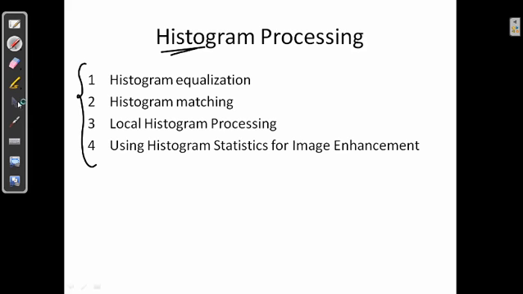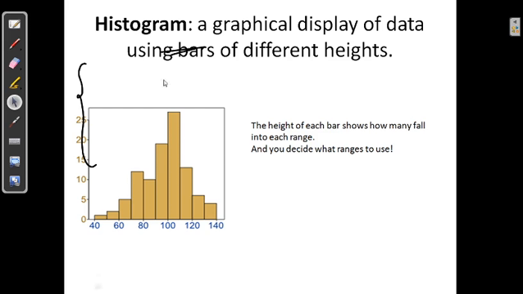If we consider histogram, the first thing you need to know is what is meant by histogram. This is nothing but a graph representation of the data. It is similar to your bar graph. The only difference is here we will be applying the graph to a particular range. The height of each bar shows how many fall into each range. This is an important point where you need to concentrate. Here we will be classifying the data which falls under a certain range.